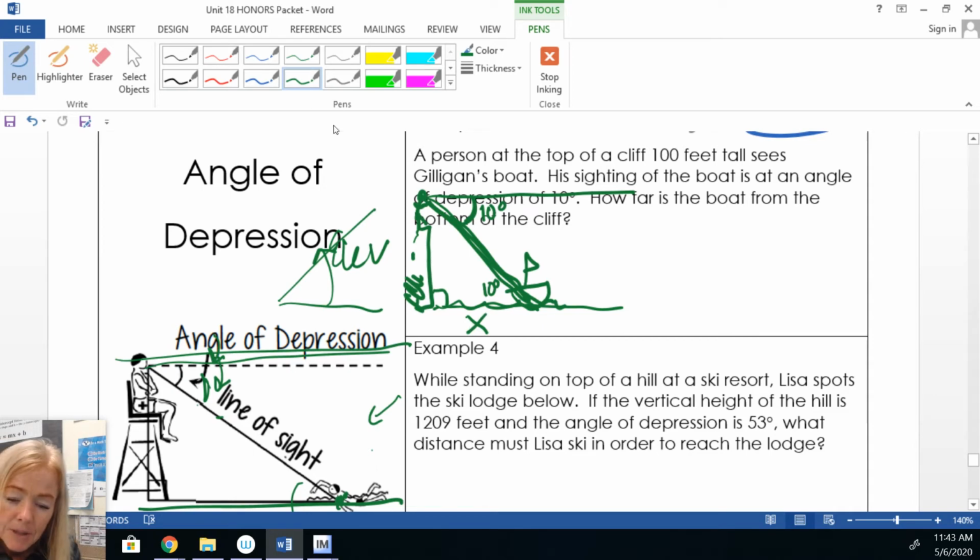Okay, one other thing I didn't write in, the cliff is 100 feet tall. So we know the cliff is 100 feet tall. Okay, I cannot write in this. Oh no, I took away the cliff he's standing on.